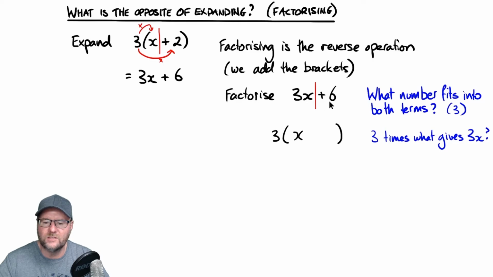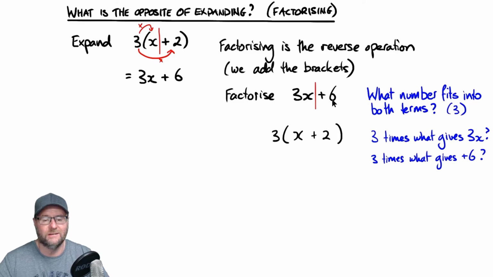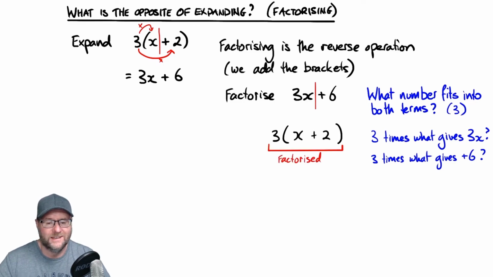Now I'm going to look at the next term, plus 6. 3 times what thing will give me 6? Well, hopefully you know that the answer will be a plus 2 because 3 times 2 gets me 6. And we're done. We've factorised that expression. And I can check, I know I got it right because the factorised expression is exactly what we had when we started before we expanded it.